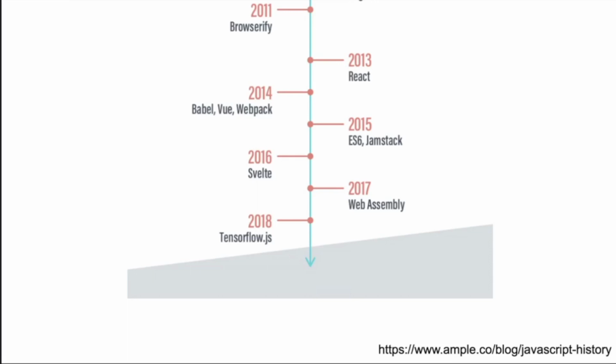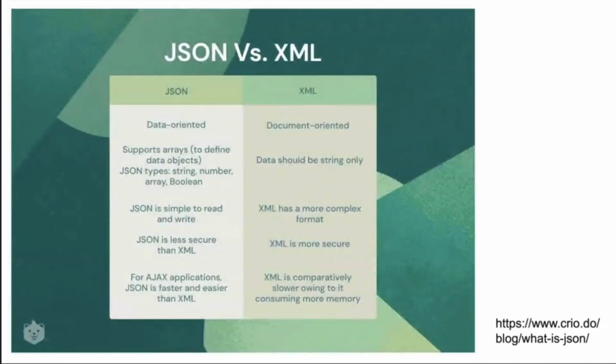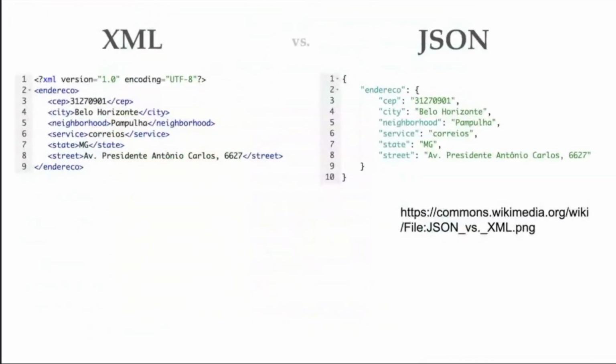So the language that was written in 10 days is now being used in like 94, 95, 96% of the whole of the web. On top of that, it's used on the backend. If you see the difference between JSON and XML, many differences are listed out here. The main difference is this.